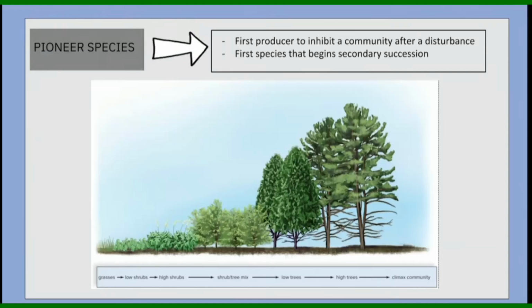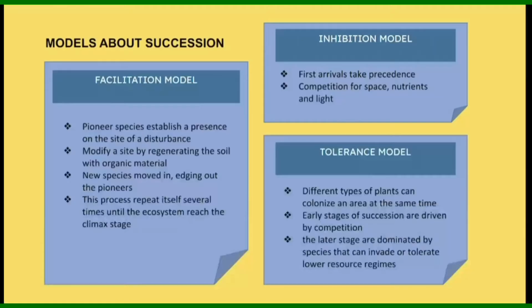Next, I'm going to talk about pioneer species. Pioneer species is the first producer that inhabits a community after a disturbance. It is the first species that begins secondary succession before being replaced by the other species that come after that. So here you can see the progress from grasses, low shrubs, high shrubs, shrub or tree mix, low trees, high trees, and then you can reach the climax community. So this is secondary succession.